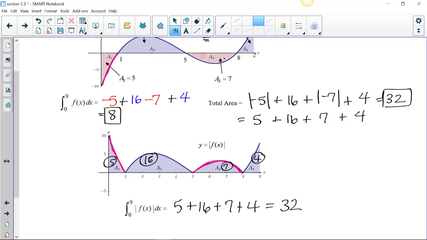So what do we notice here? That here we said the total area was 32, which is basically the same. So when you're taking the definite integral of the absolute value of a function, that will be giving you the total area because you will not have any regions below. They will all be above, so every one will be considered a positive number.